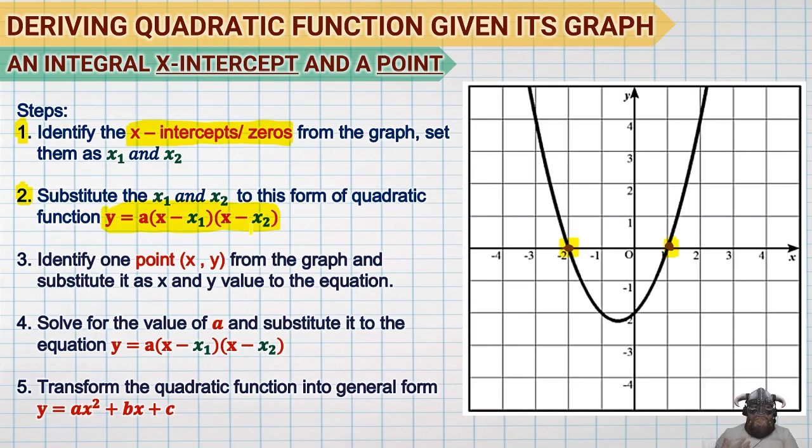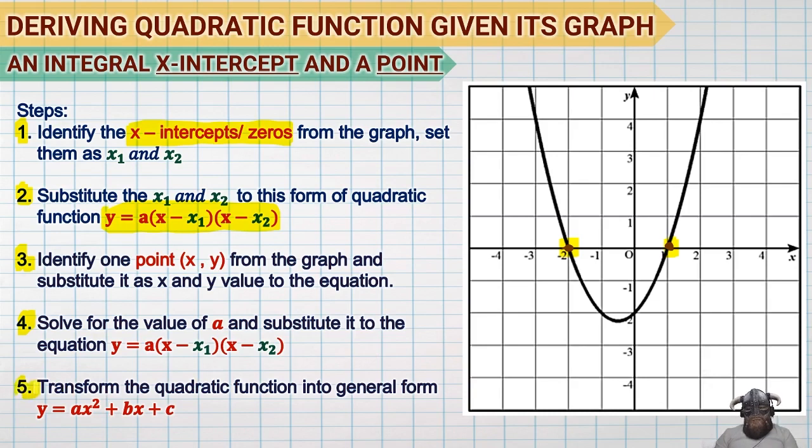So, yun yung gagamitin nating parang formula for us to identify the equation of the quadratic function given this graph. Next, number 3. Once again, we'll try to identify one point, xy, from the graph and substitute it as x and y value to the equation. Step 4, solve for the value of a and substitute it to the equation y is equal to a times the quantity x minus x sub 1 times the quantity x minus x sub 2.